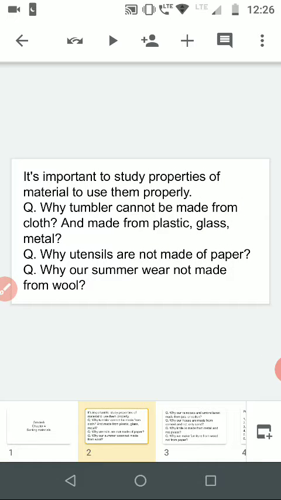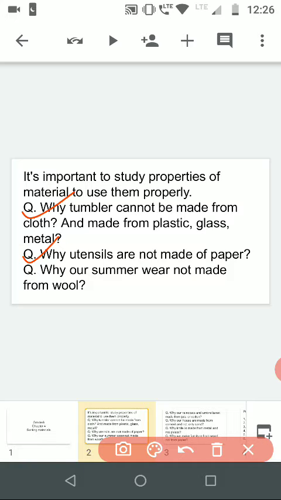It's very important to study property of material to use them properly, because if we don't know the property, we cannot use them properly. So we know why tumbler cannot be made from cloth and it's made from plastic, glass or metal, because tumbler needs to hold the water, and cloth cannot hold the water. So we cannot make a tumbler out of a cloth. We need to make it from a plastic, glass, or metals.